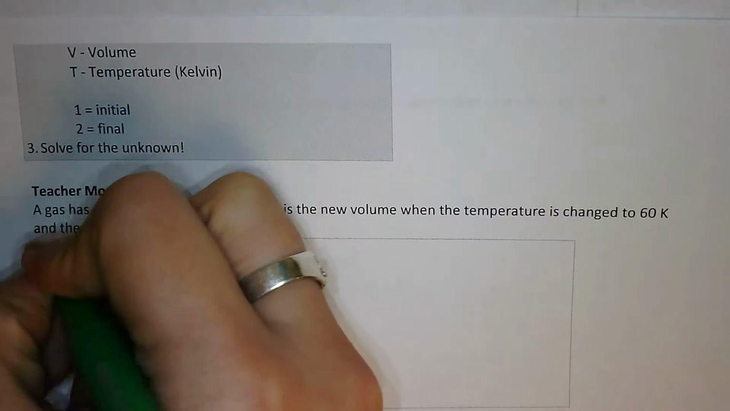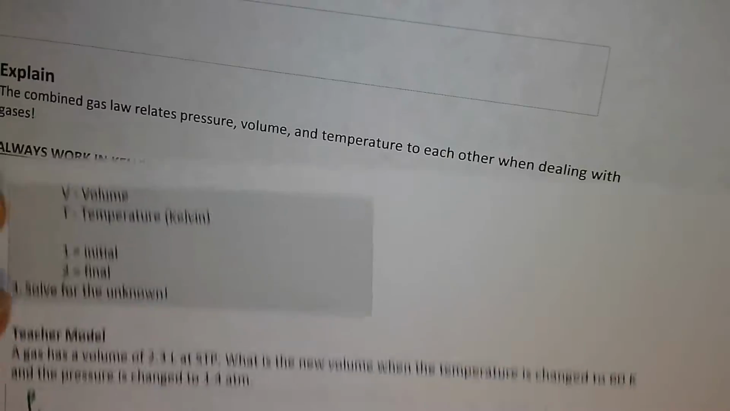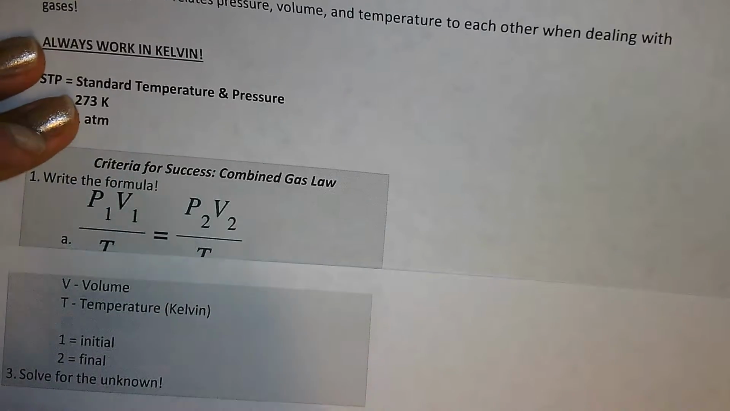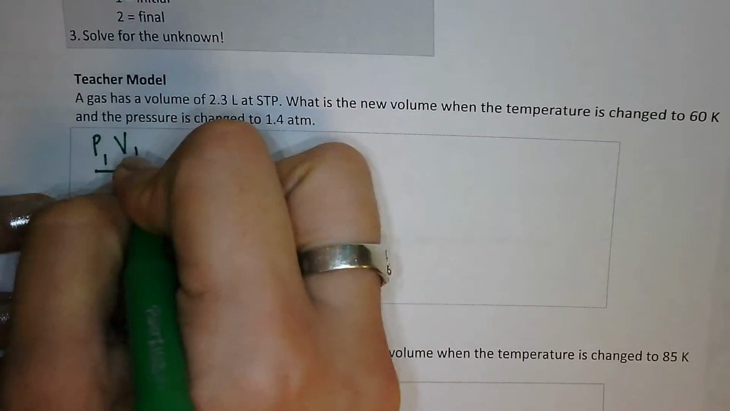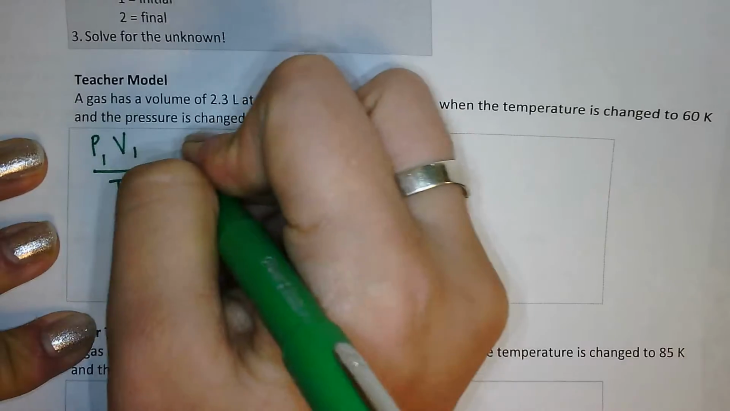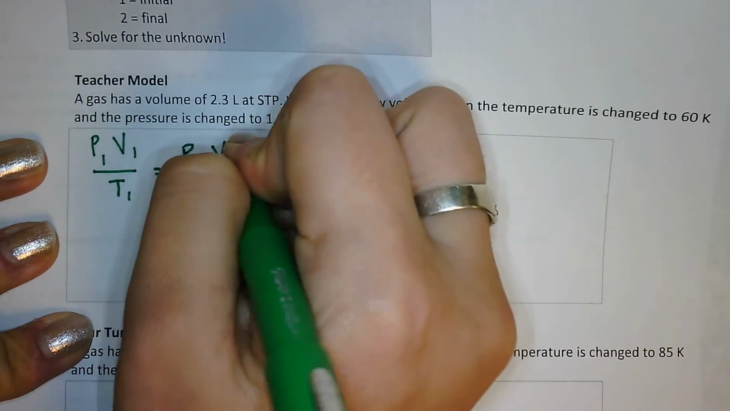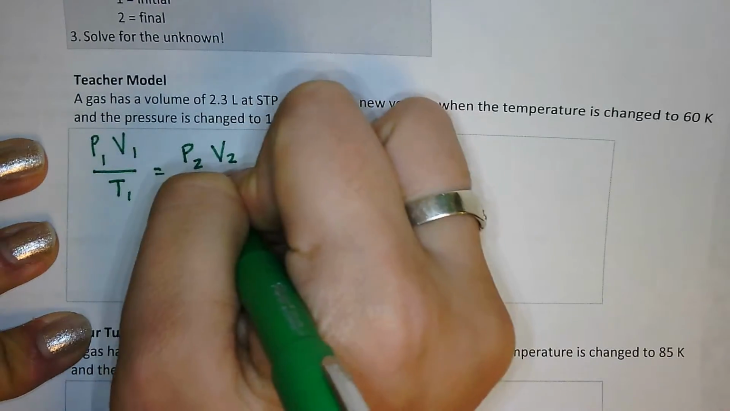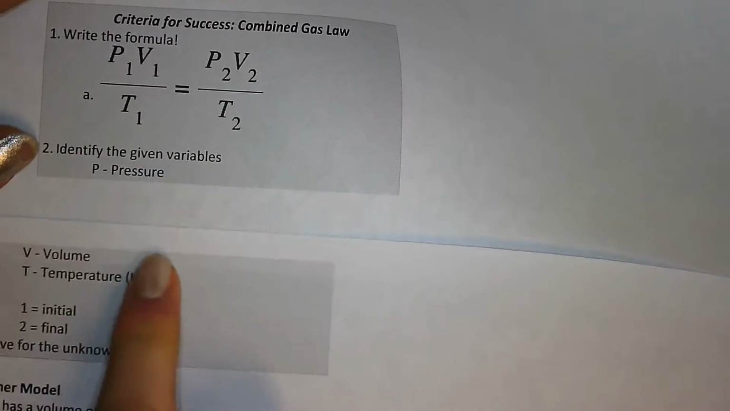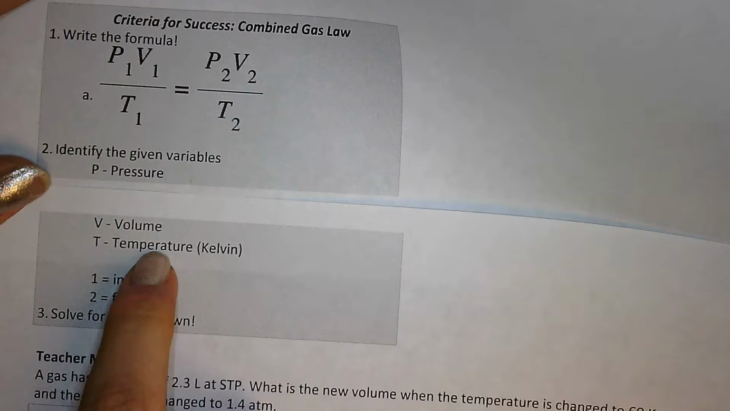So P1 times V1, oh, you can't even see that, over T1 is equal to P2 V2 over T2. Next step is that I have to identify my given variables. That will be pressure, volume, and temperature.